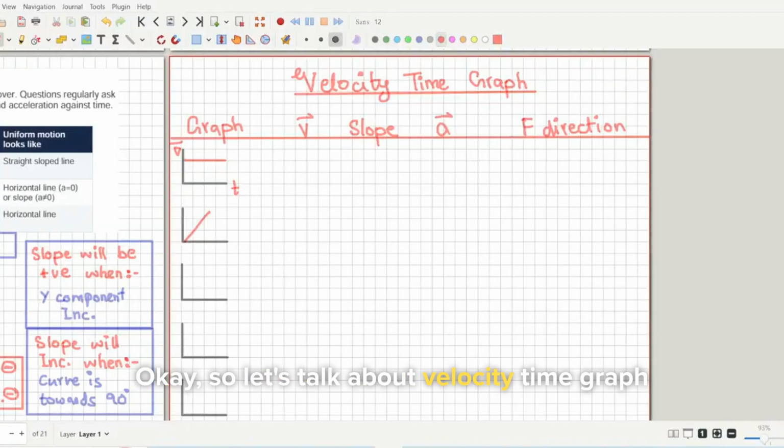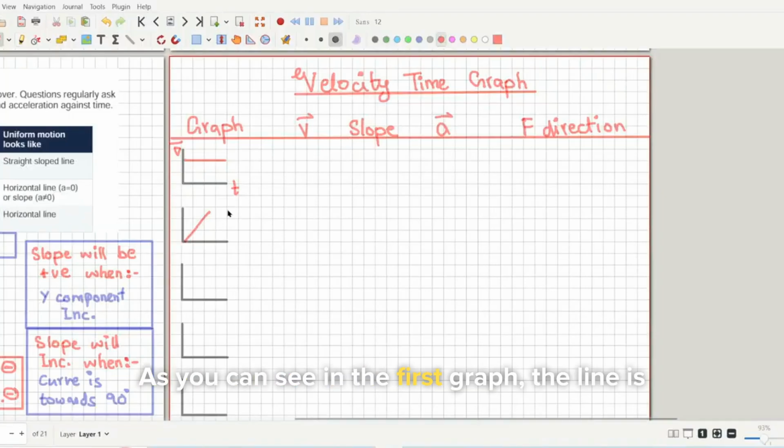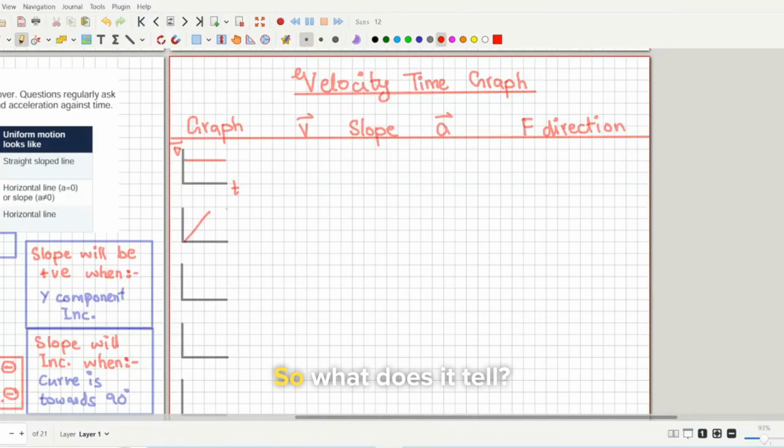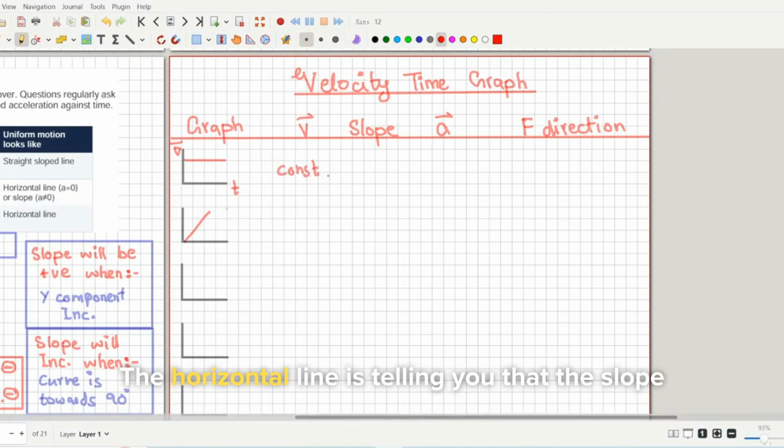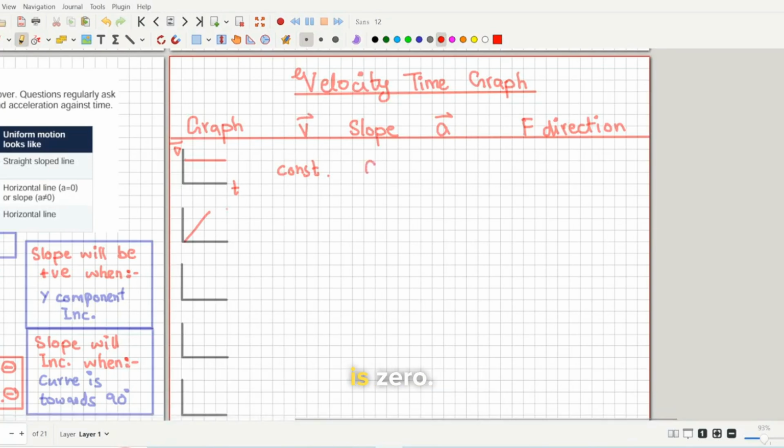Okay, so let's talk about velocity time graph now. As you can see in the first graph, the line is straight and horizontal. So what does it tell? It is telling you that the velocity is constant, right? The velocity is not changing at all. What about the slope? The horizontal line is telling you that the slope is 0.